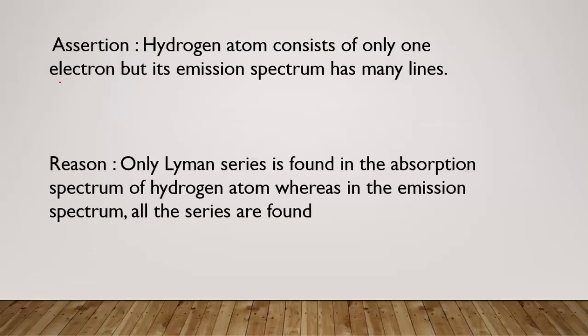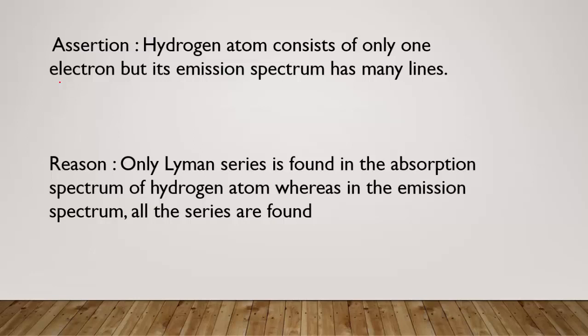And the next question is, the hydrogen atom consists of only one electron, but its emission spectrum has many lines. Yes, the assertion is right. Reason: Only the Lyman series is found in the absorption spectrum of the hydrogen atom, whereas in the emission spectrum all the series are found. Yes, both are right, but the reason is not a correct explanation of the assertion, because when the atom gets appropriate energy from outside, the electron rises to some higher energy level.